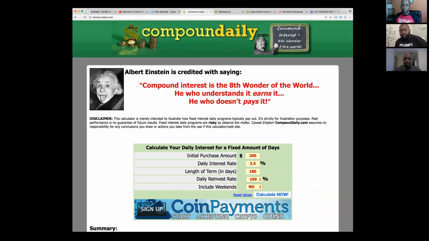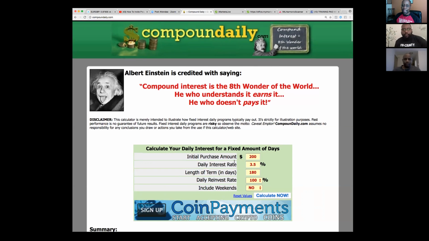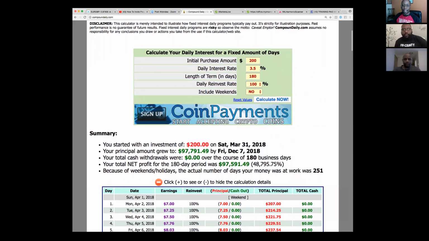This site right here will let you know. I even punched it in. I can't say a bank account, because I know you'll never get 3.5% interest a day. I know that will never happen. But $200 at 3.5% interest every day for 180 days, you earn this interest every day for 180 days, you can earn in 180 days $97,000.